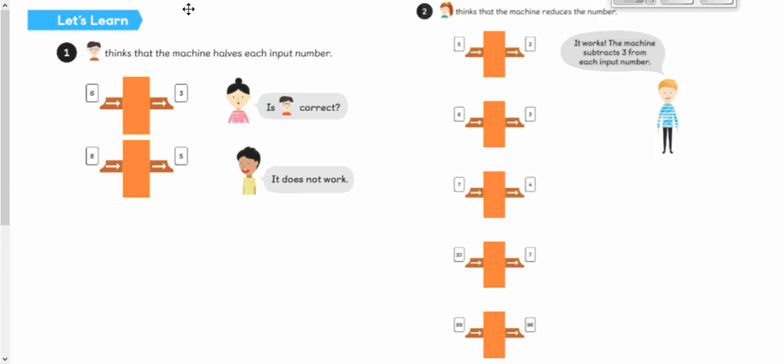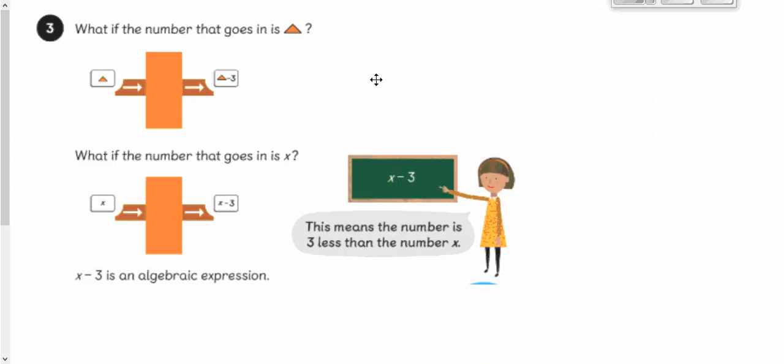Now we're in algebra, so we need to talk about that algebraically. So we move on to this. So what if the number that goes in is triangle? So if we represent it with triangles in algebra, we can represent things with letters, shapes. So triangle goes in, and if it's take 3, then the output would be triangle take away 3, because triangle could be equal to 4, and then it'd be 4 take 3, so the output would be 1.